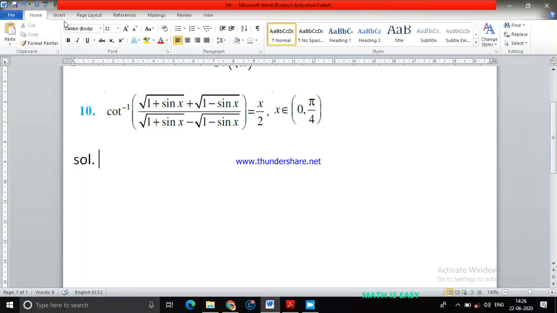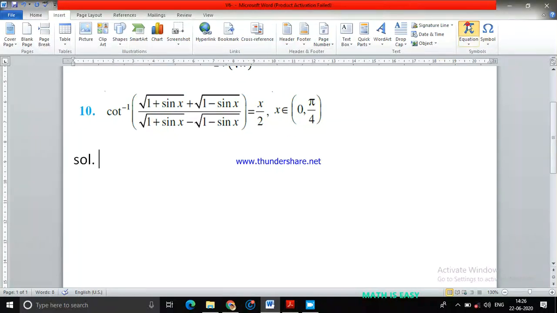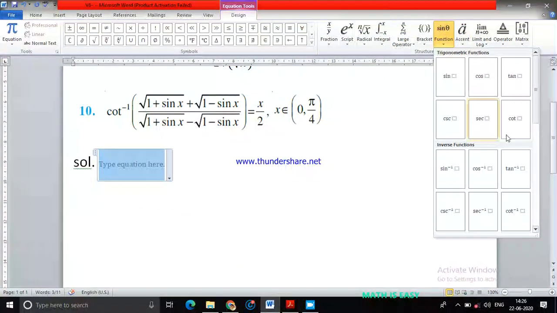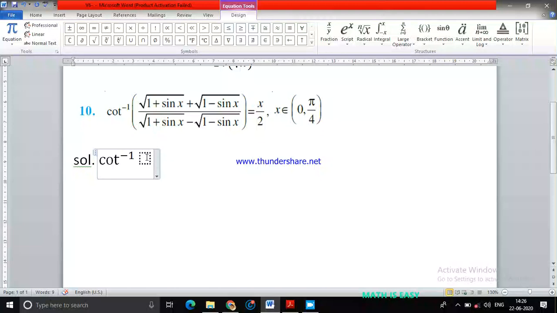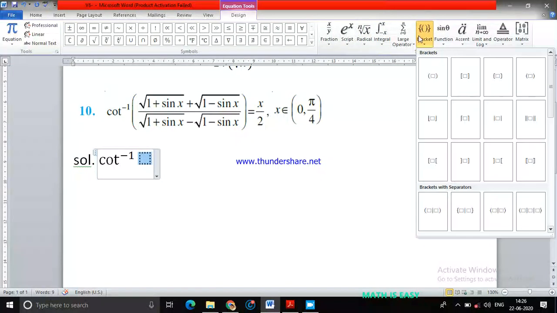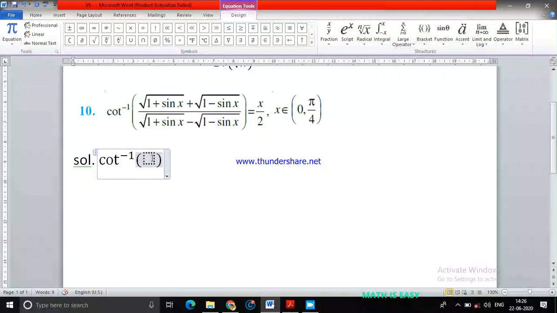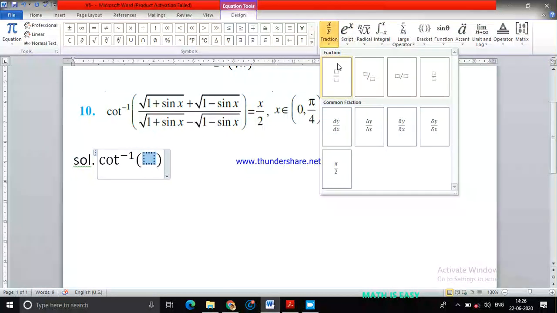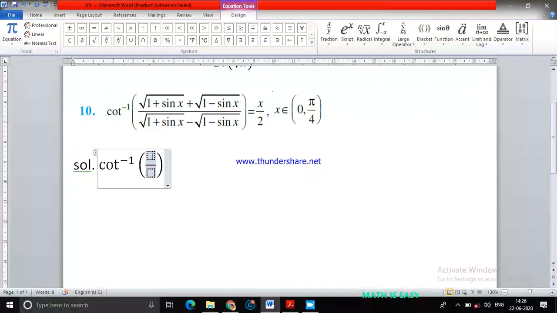There are two ways to solve this. One is you can rationalize the term, both the numerator and denominator, or rationalize the denominator. Or there is another way to solve it. We can substitute the formulas. So what formulas can we substitute?